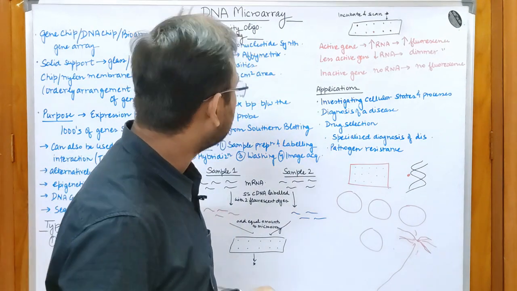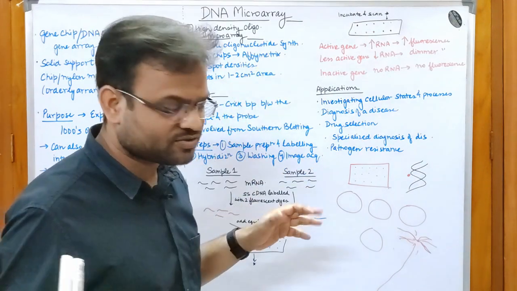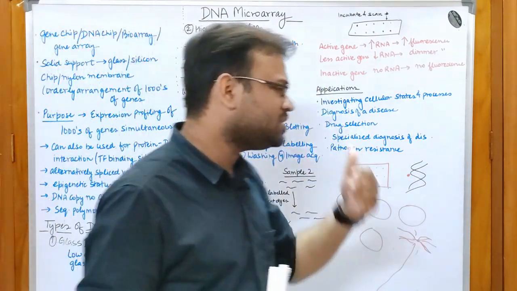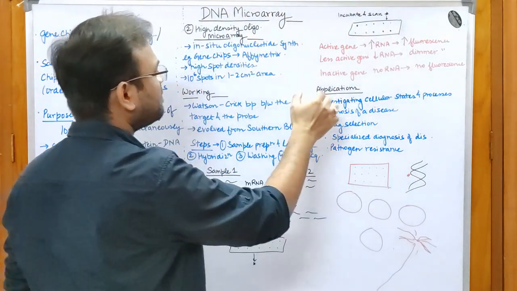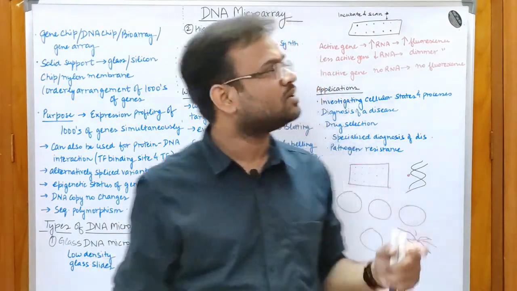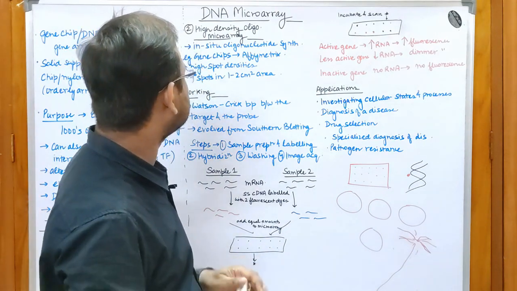High density oligonucleotide microarray. Sorry, I said oligosaccharide by mistake. High density means that over here, the number of genes in a given area would be more. Over here it was less, over here it would be more, so it would be higher density. What is the method that is used over here?